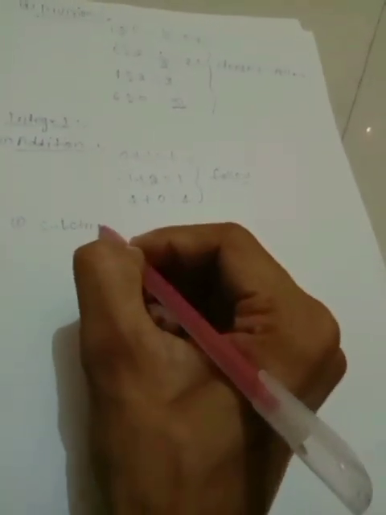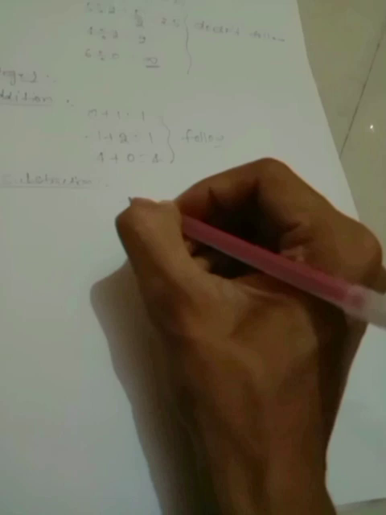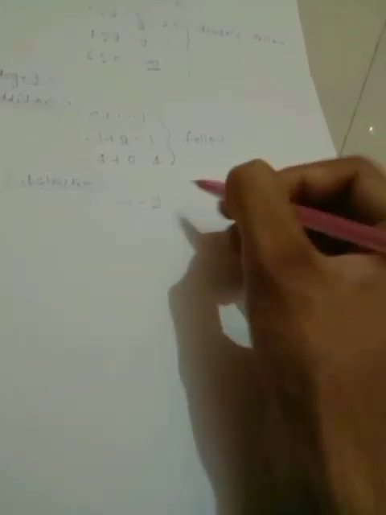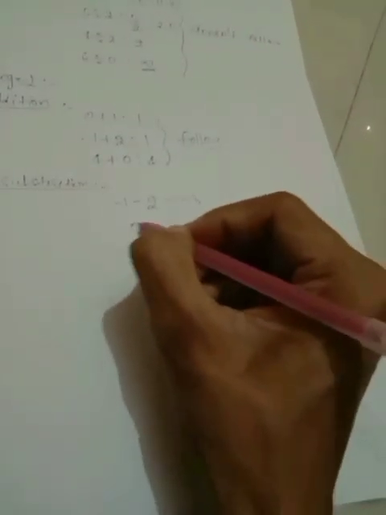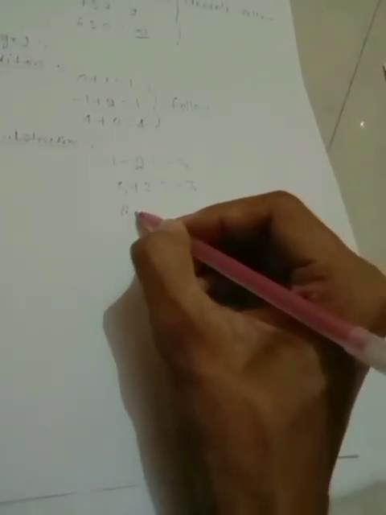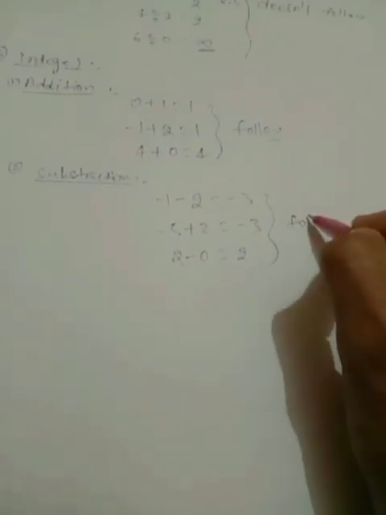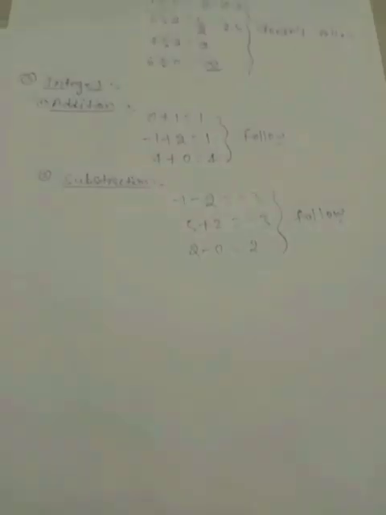And second one is the subtraction operation. Just look here. If you subtract two integers, just minus 1 minus 2, then you will get minus 3. Minus 5 plus 2, then you will get minus 3. And 2 minus 0, you will get 2 over here. It means if you subtract two integers, then you will get only an integer. It means it follows closure property under the subtraction operation.